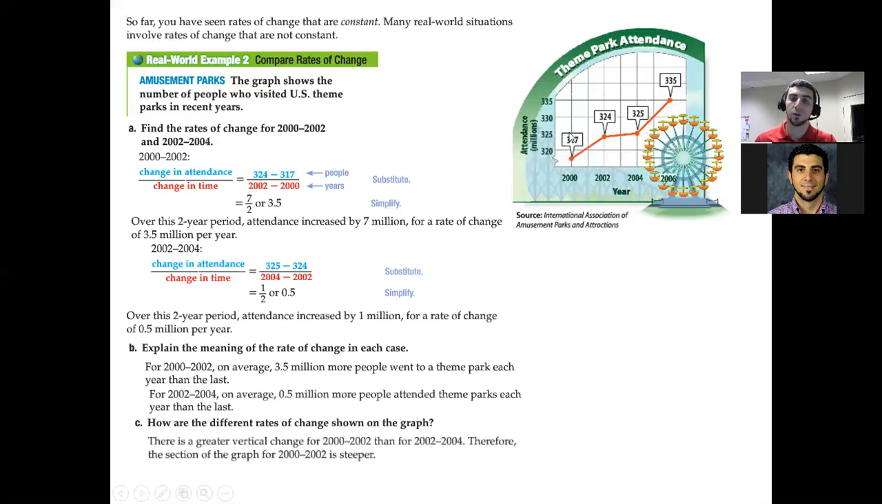So how are the different rates of change shown in the graph? Well, there's a greater vertical change from 2000 to 2002 than for 2002 to 2004, and therefore that section is steeper. Okay, you can see because it went up more for that 2-year period than from 02 to 04, and then from 04 to 06 it went up even more, so that section is steeper.